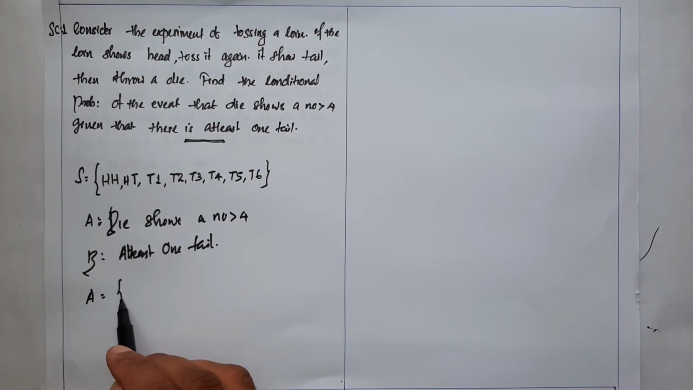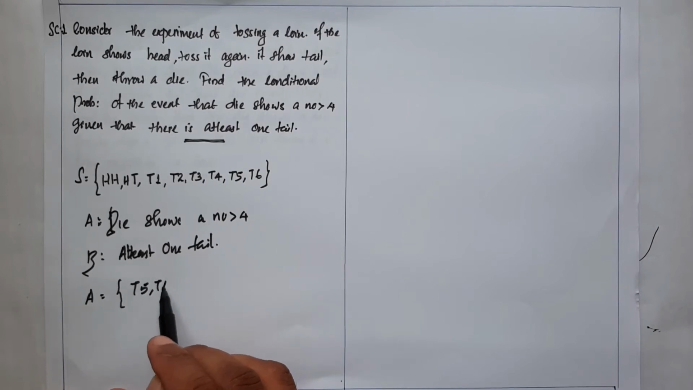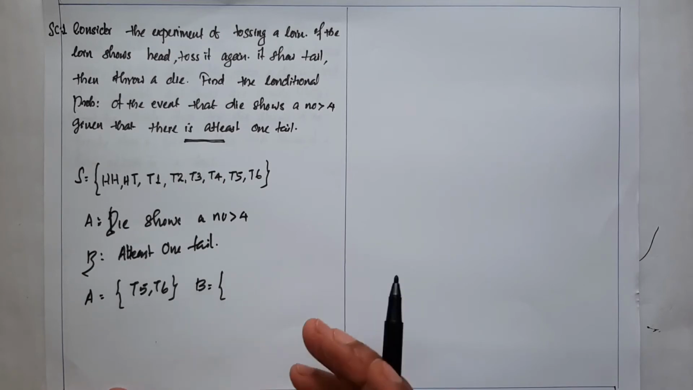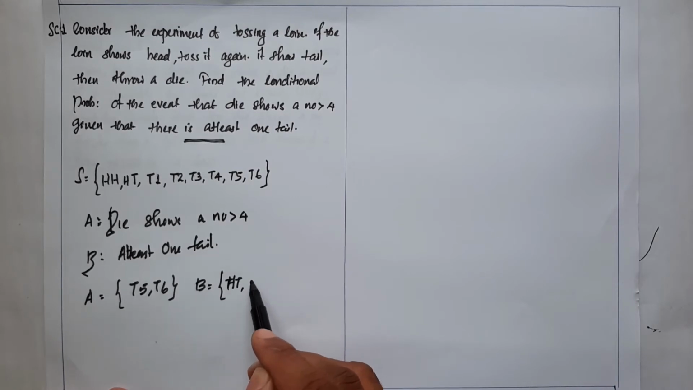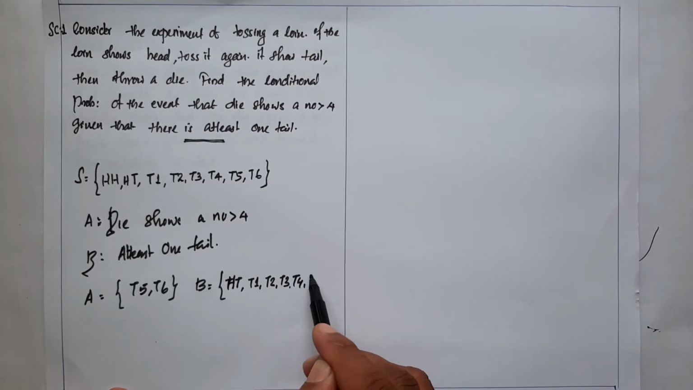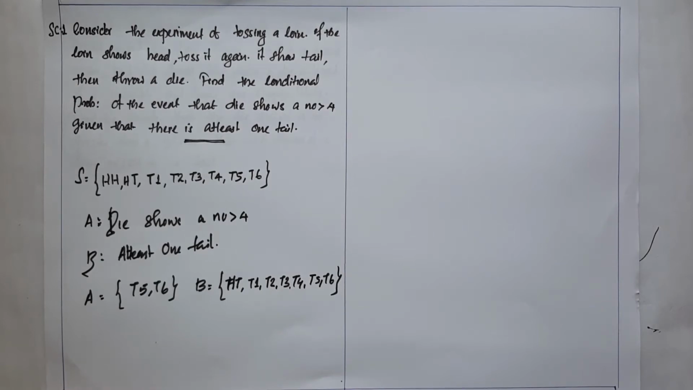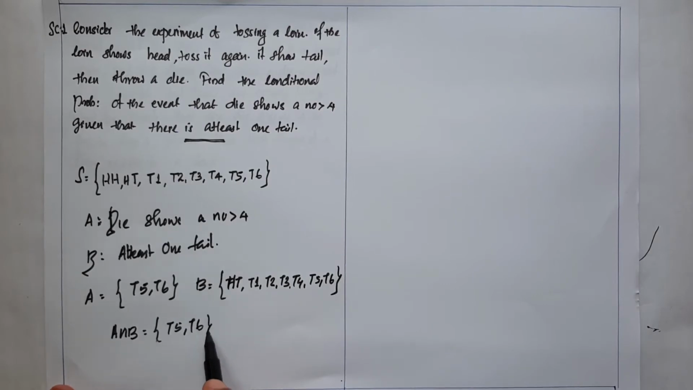Therefore, the elements of A, where the die shows a number greater than 4, are T5 and T6. And event B, at least one tail, means one tail or two tails. Possible elements are HT, which contains T, then T1, T2, T3, T4, T5 and T6. Here A intersection B is equal to T5, T6.